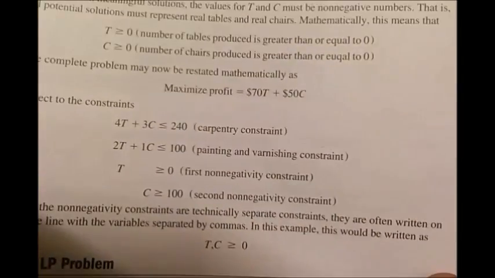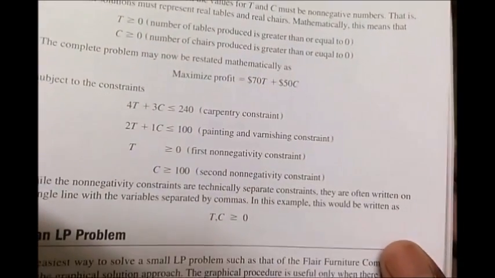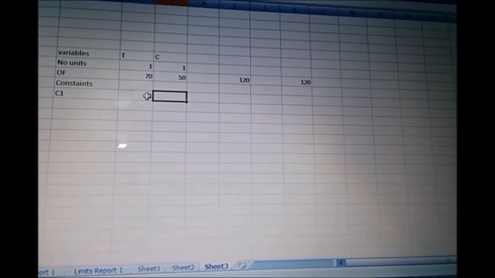Okay. Now our constraint 1 is the painting. Oh sorry, carpentry constraint. So similarly, as we have written the maximizing profit equation, we'll write the constraint equation as well. The coefficient for table in the first constraint is 4, and for chair it is 3. Similarly, for constraint 2, the coefficient of table is 2 and the coefficient of chair is 1. This part is clear?